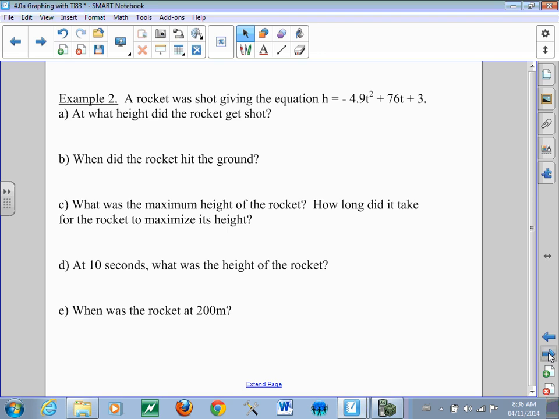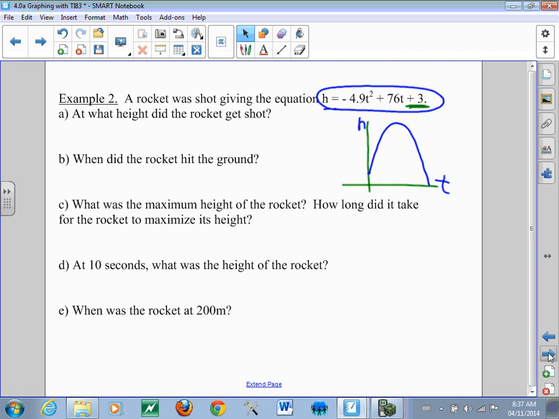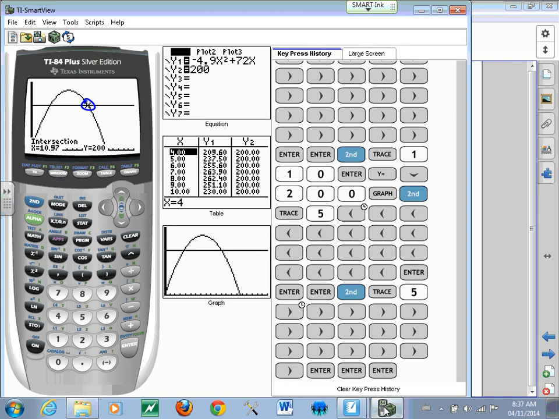Example 2, a rocket was shot giving the equation, and here's another quadratic, okay. And notice, folks, on this quadratic that's in standard form, you've got a number at the end. So what does that represent? That actually answers question A, but we'll go prove it, okay. That tells us that the rocket was shot at 3 meters. So instead of drawing it right at the origin, I'm going to start at 3, go up and come down. Okay? And if this is my T, this is my H. So let's go back to my graphing calculator. Let's plug in that new equation.